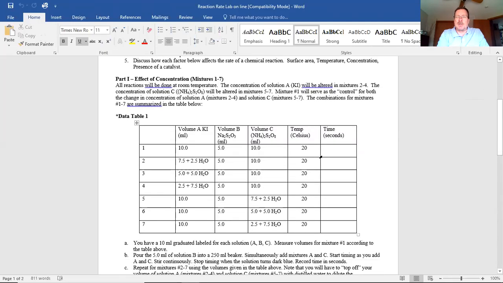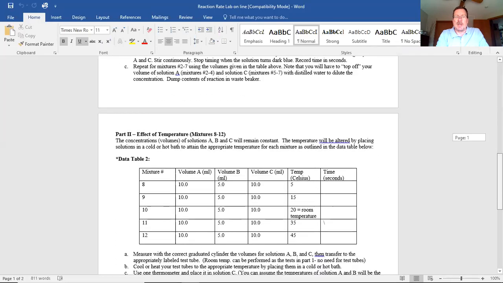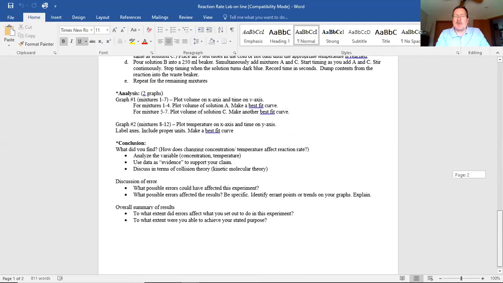You will need to include this data table with the times that we gave you correctly in it. Okay, part one, label it part one, get the data table in there. You will then want to have data table 2 for part 2, the temperature effect stuff. And then we get to the analysis.